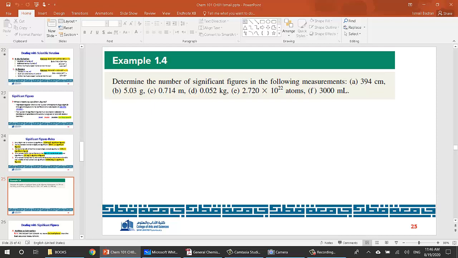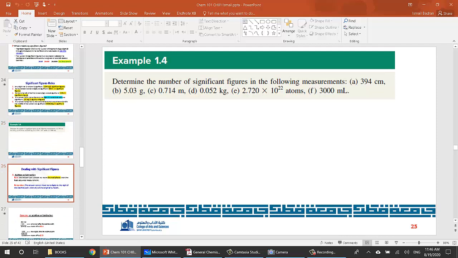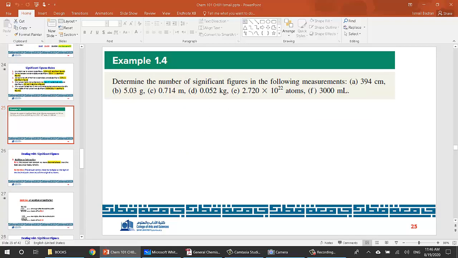For F, as I said, it's a little bit controversial. But for me, because there is no decimal point, I will say that F has only one significant figure. It's the 3. Because if you write this in scientific notation, that would be 3 times 10 to the power 3. Okay.